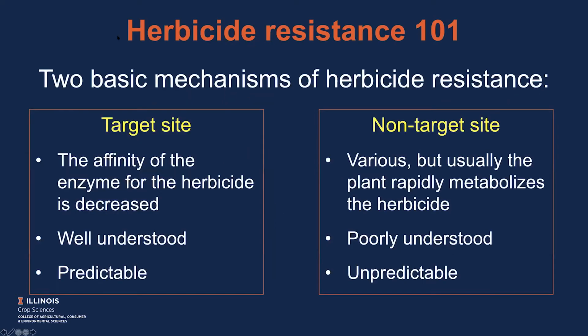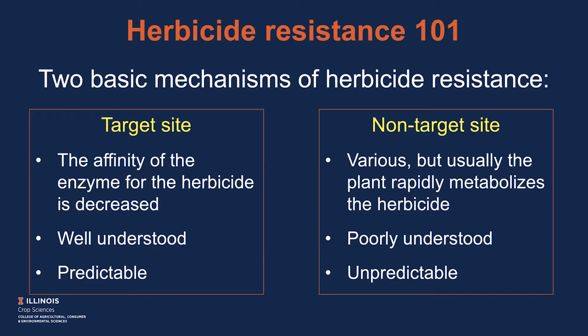Before I go further into detail, I want to step back a little bit and just do a brief review of herbicide resistance. In terms of mechanisms, there are 2 broad categories of herbicide resistance mechanisms, and those are target site mechanisms and non-target site mechanisms. Target site resistance occurs when an enzyme, due to a mutation in the gene that encodes that enzyme, binds the herbicide with less affinity. So in other words, the herbicide can't bind the enzyme to do its job, therefore the plant survives the herbicide, the plant's resistant to the herbicide.